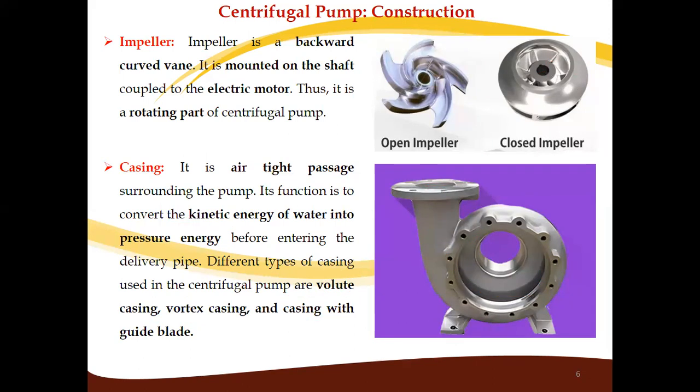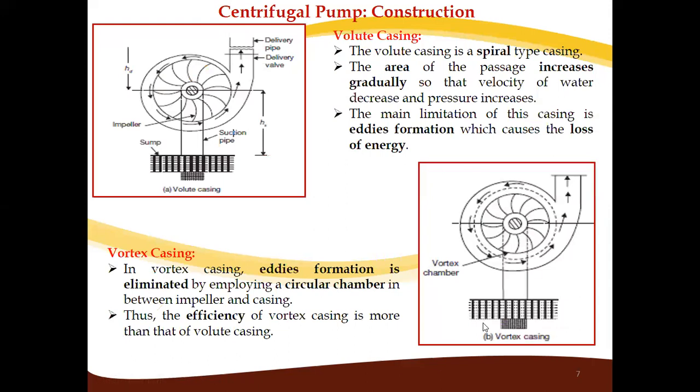Now we'll see the first type of casing, that is the volute casing. This is the diagram for the volute casing. The volute casing is a spiral type of casing, and the area of the passage increases gradually so that the velocity of water gets decreased and the pressure gets increased. If you see the area at this point, it is less at the entry, and the area gradually increases so that it will increase the pressure and decrease the velocity.